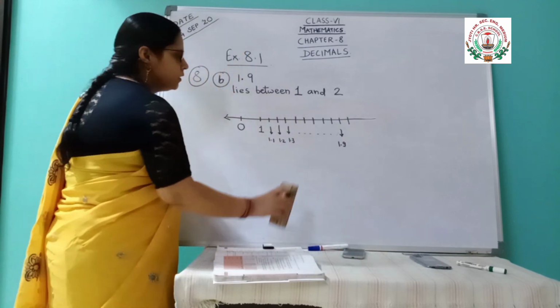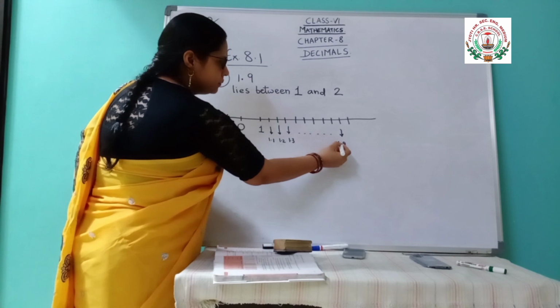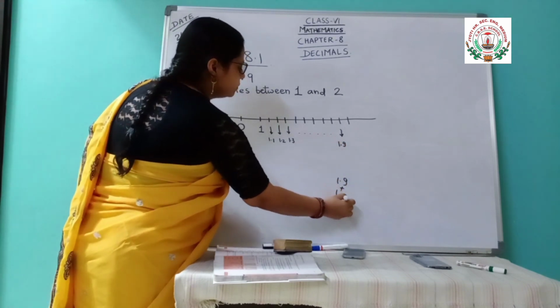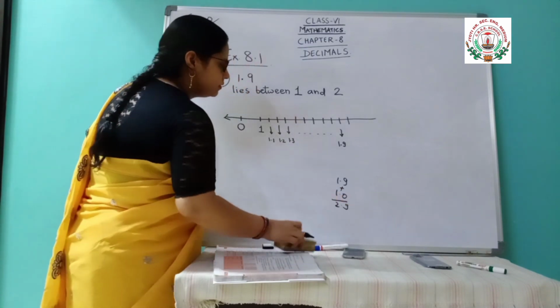Wait a minute. 1.9 it will reach. Then after 1.9 plus 1.0 means it is 2.9.